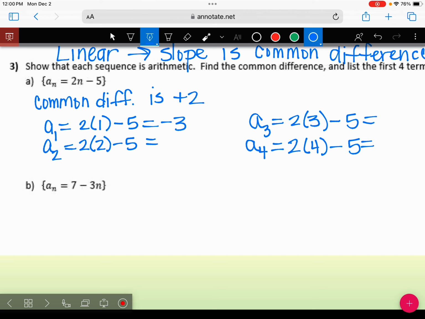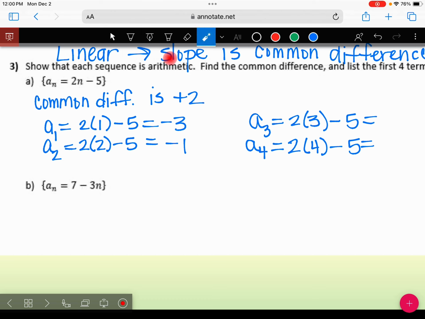So either way, if you take -3 and add 2, you get -1. -1 plus 2. So again, you can either use the rule, or you can, after you find that first number, just use the common difference to get the next 3 terms. I don't care which way you do it. Whichever way.